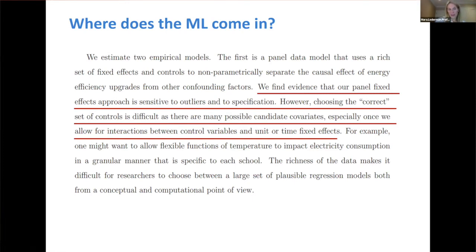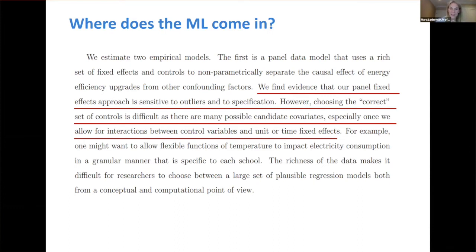I'm not going to read you slide after slide, but I'll draw your attention to a few things. They say, we estimate two empirical models. The first is a panel data model that uses, sorry, I've got to move my little zoom window, a rich set of fixed effects and controls to non-parametrically separate the causal effect of energy efficiency upgrades from other confounding factors. We find evidence that our panel fixed effects approach is sensitive to outliers and to specification.